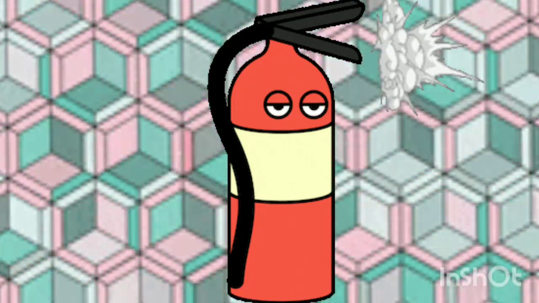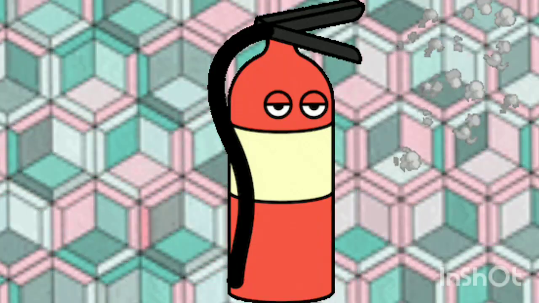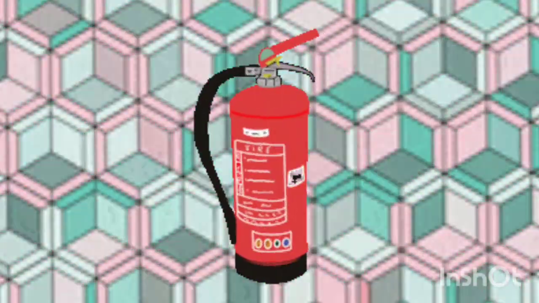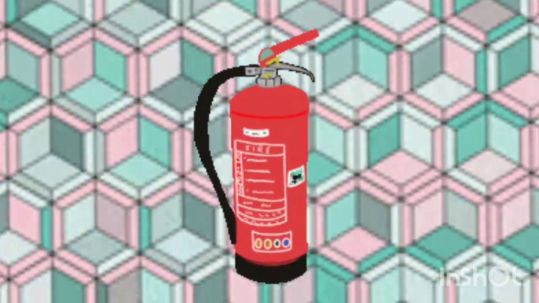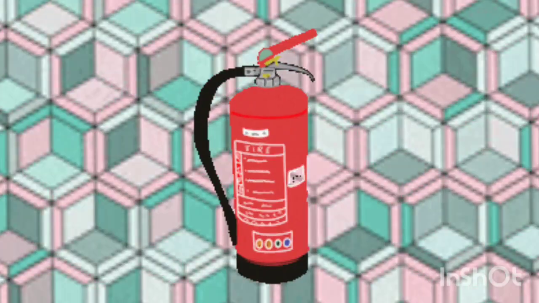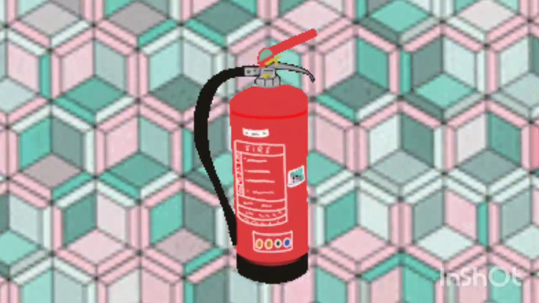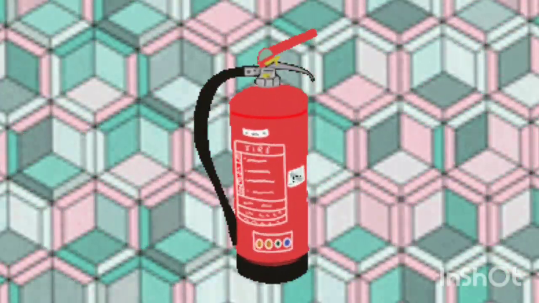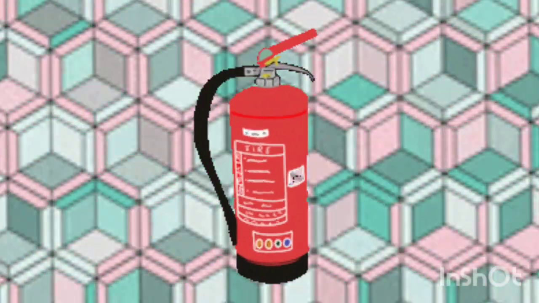Then the soda acid fire extinguisher is an extinguisher which contains two compartments. One compartment is filled with sodium hydrogen carbonate and the other compartment is filled with sulfuric acid. So when they do fire extinguishing, the two solutions will come in contact with each other and produce carbon dioxide. The carbon dioxide gas produced extinguishes the fire.